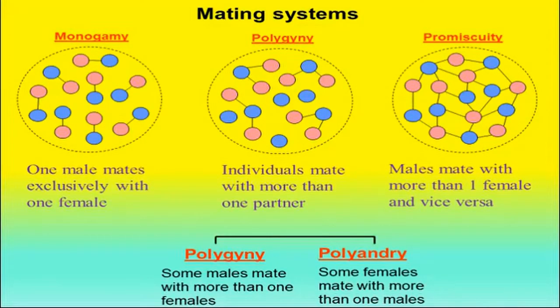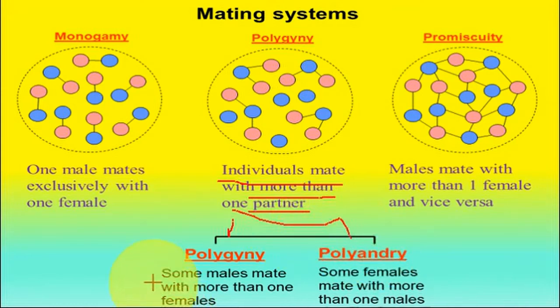There are different mating systems. These mating systems also help the selection of mate. These are mainly monogamy, polygamy, and promiscuity. In monogamy, one male mates exclusively with one female. Whereas in case of polygamy, individuals mate with more than one partner, and there are two situations of this kind of approach. One is polygyny and second is polyandry.